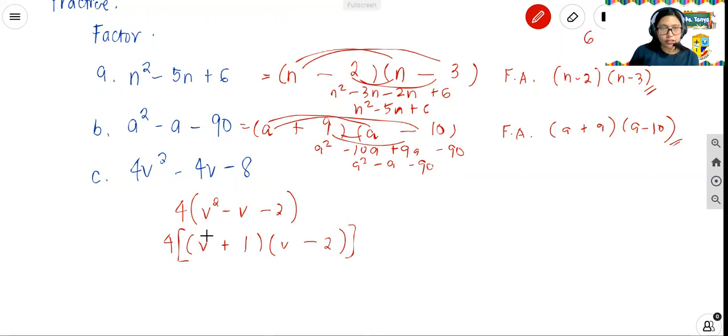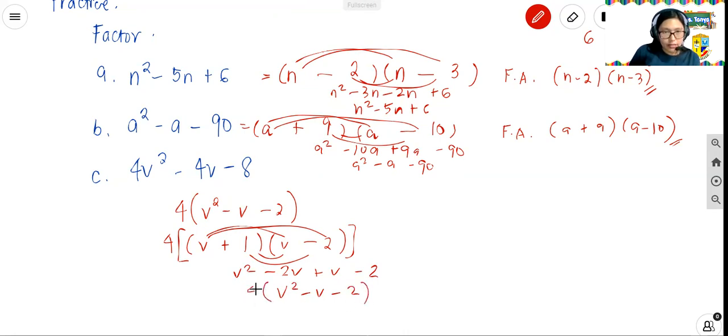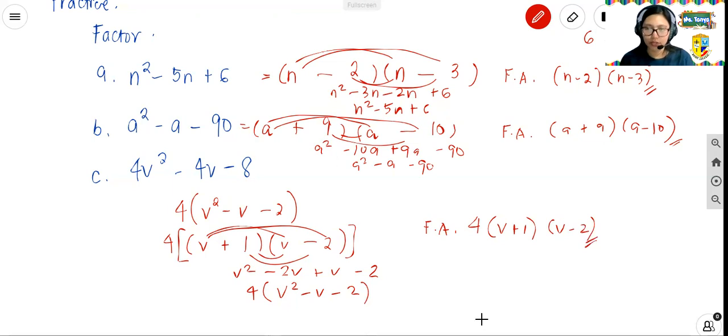So let us check our answer. So b times b is b squared. b times negative 2 is negative 2b. And then plus b minus 2. So we have b squared minus b minus 2. This is actually the same as that one. Okay, therefore, our final answer is the factor of 4b squared minus 4b minus 8 is 4 times b plus 1 times b minus 2. So this is now our answer.